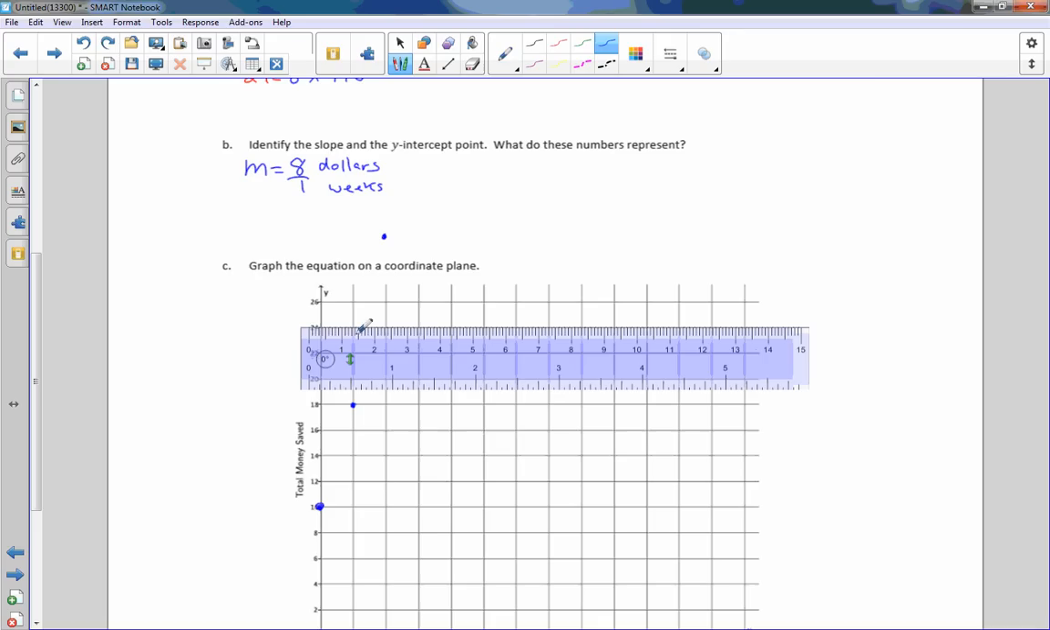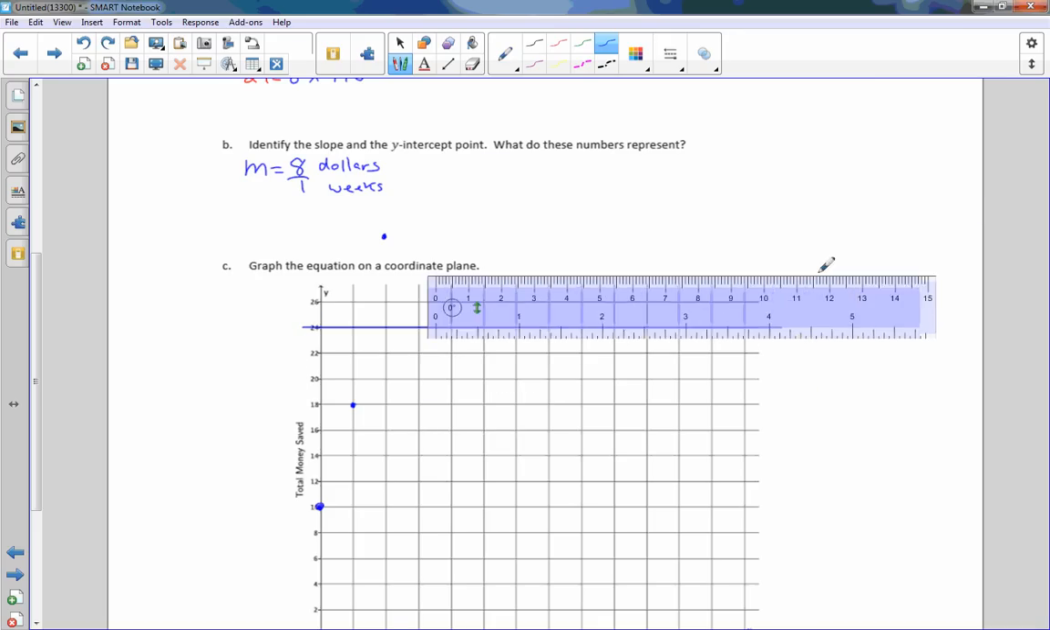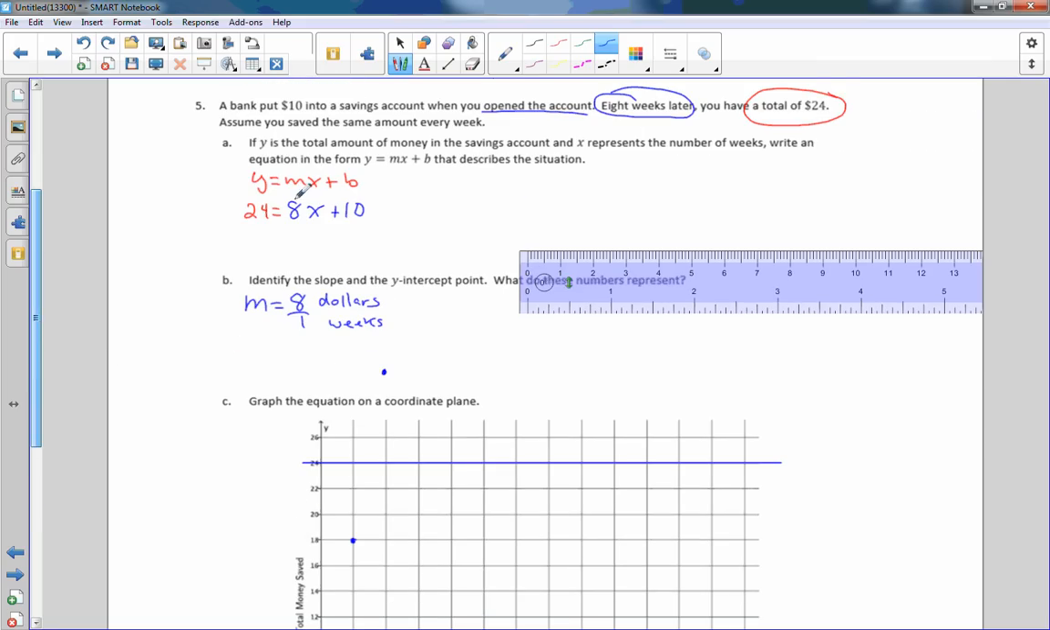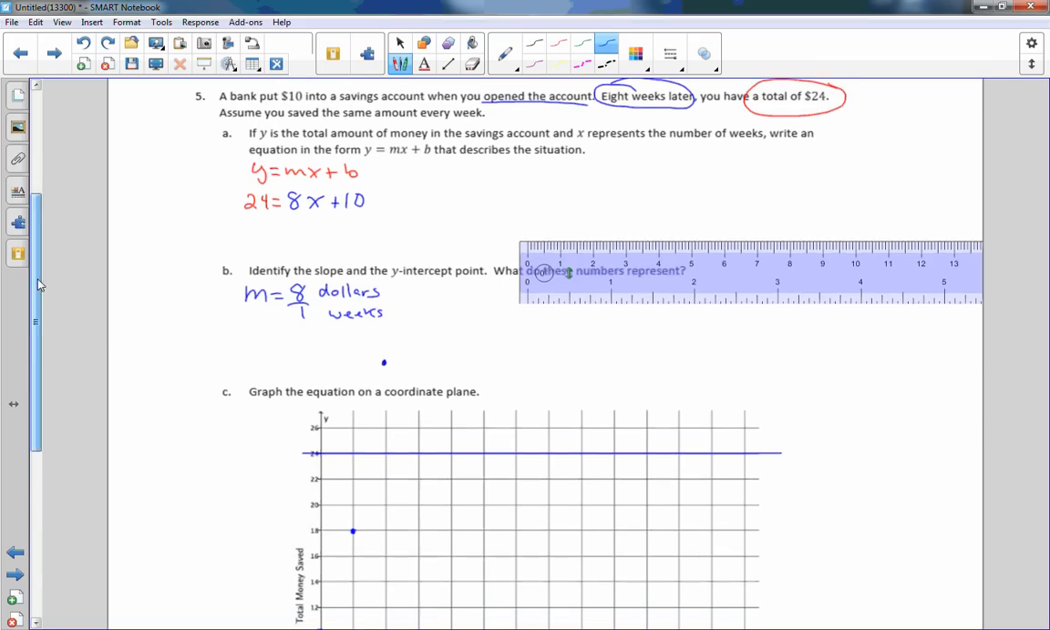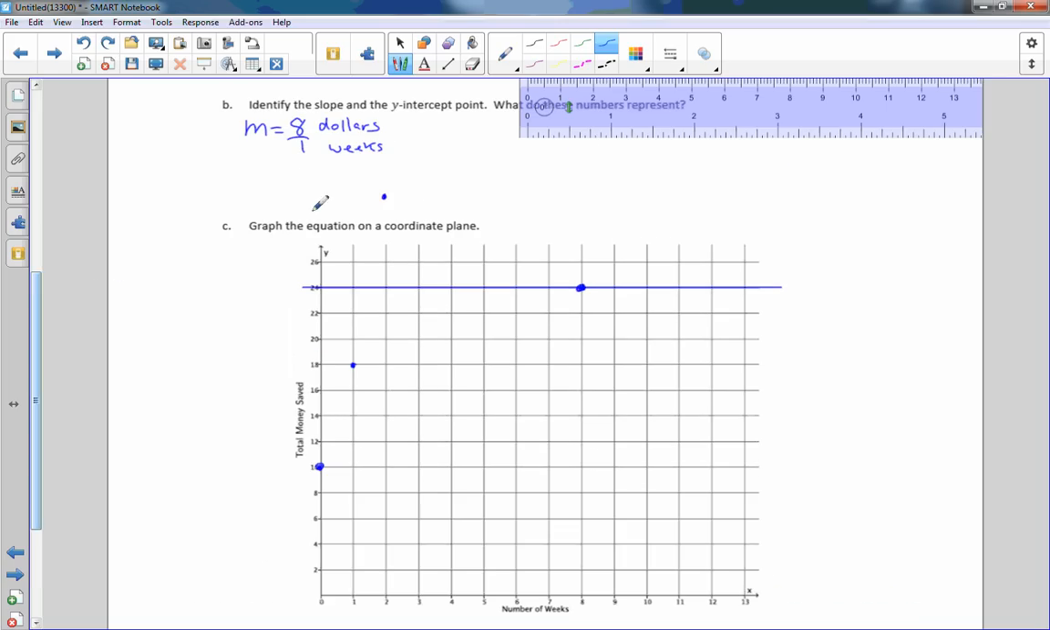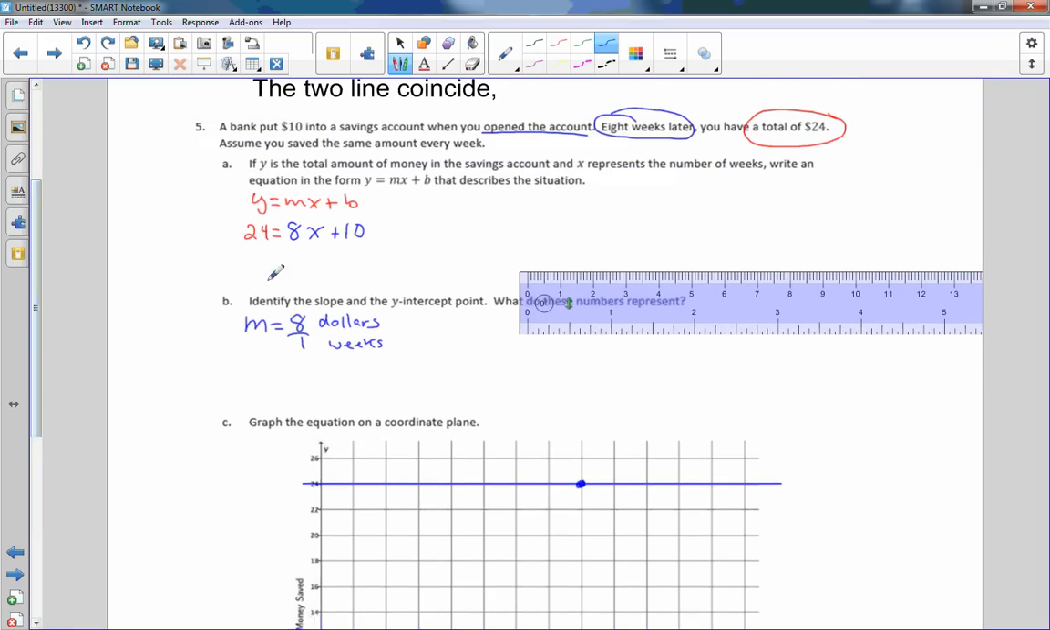So if I drew a line right here, that's my $24 line. That is supposed to happen at the end of 8 weeks. So if I'm at week 0 when I open the account, 8 weeks later, I'm supposed to be right here, not way up here, okay? So obviously this is incorrect, so I will erase that, and I will erase that. So what did we do wrong in our equation? Okay, they did not give us the slope, they gave us the x.